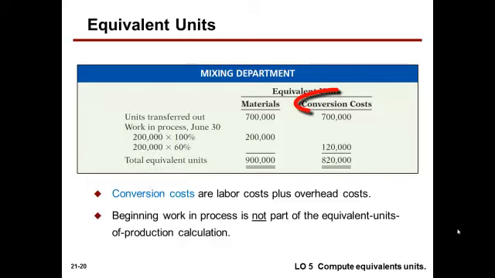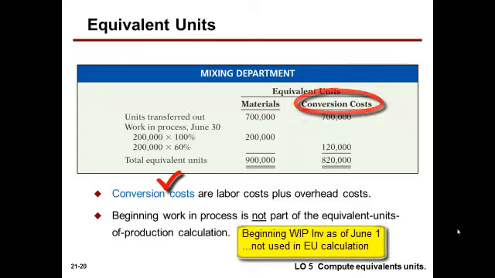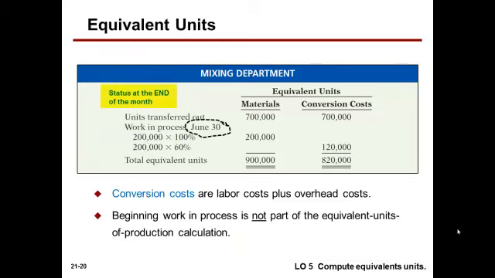A reminder that conversion costs are labor costs plus overhead, and that the beginning work in process is not part of the equivalent units of production calculation during the current month. We're concerned with the month-end status, June 30th.